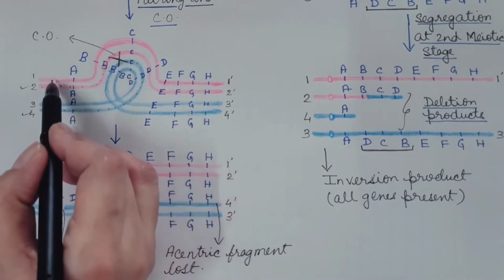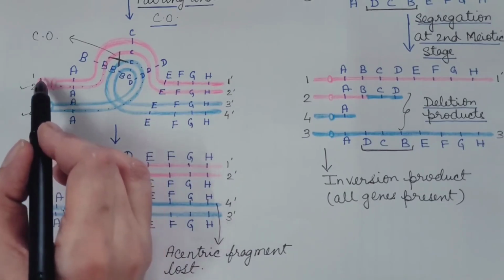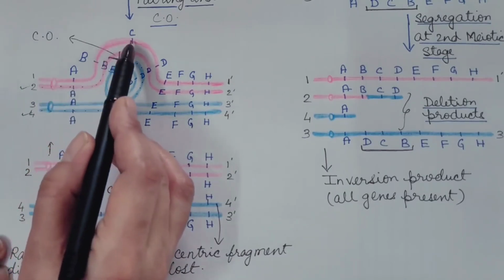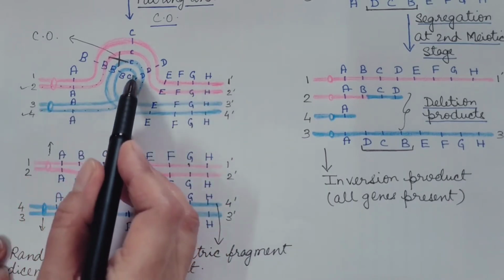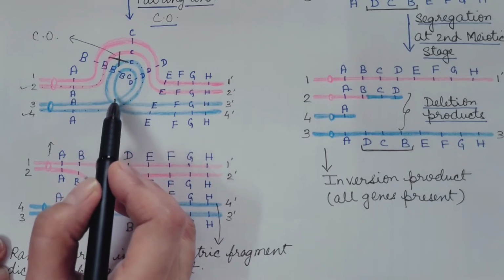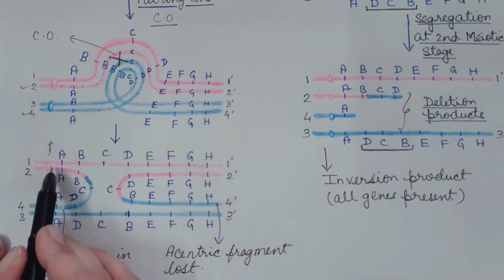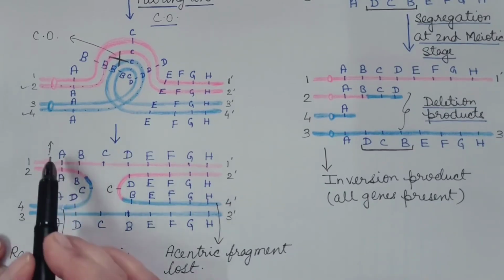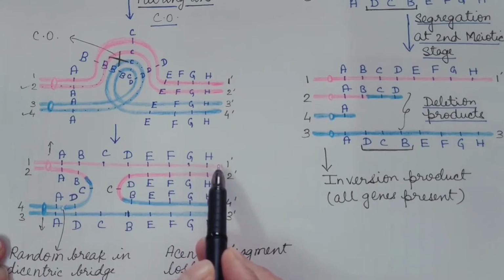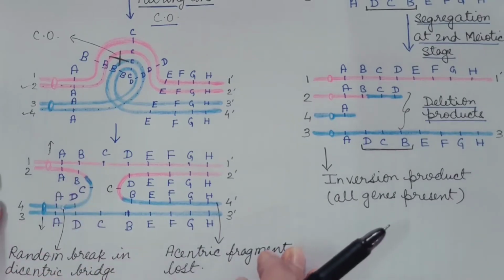So it has one centromere at this point and one centromere at this point. To this centromere, this normal non-crossover chromatid is attached, and to this centromere, this non-crossover chromatid containing the inverted segment, which is the third chromatid, is attached. So this crossover product forms a dicentric bridge to which one normal non-crossover chromatid and the non-crossover chromatid containing the inverted segment is attached. This is known as the dicentric bridge.